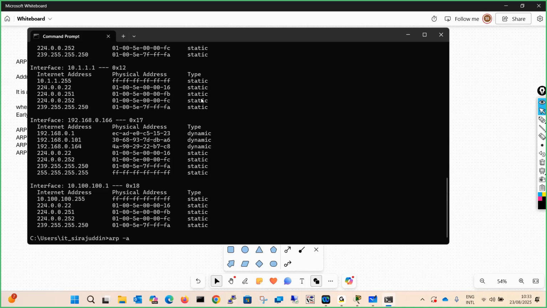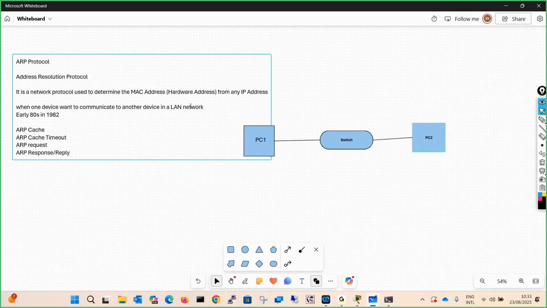Now, moving ahead with the discussion, how the ARP protocol works. This is PC1. Let's say a sender, that is PC1, wants to communicate with a receiver, in our case PC2. As a sender it will be PC1, and the receiver will be PC2 in our example.